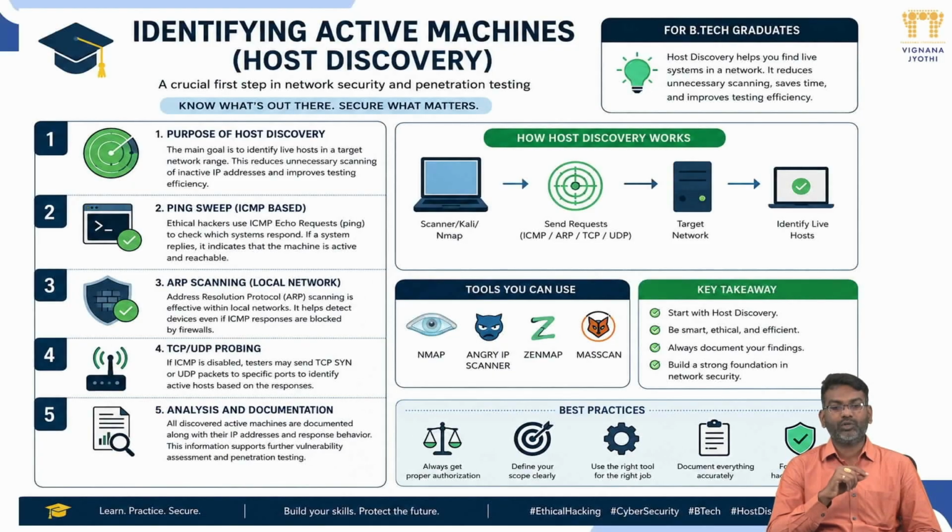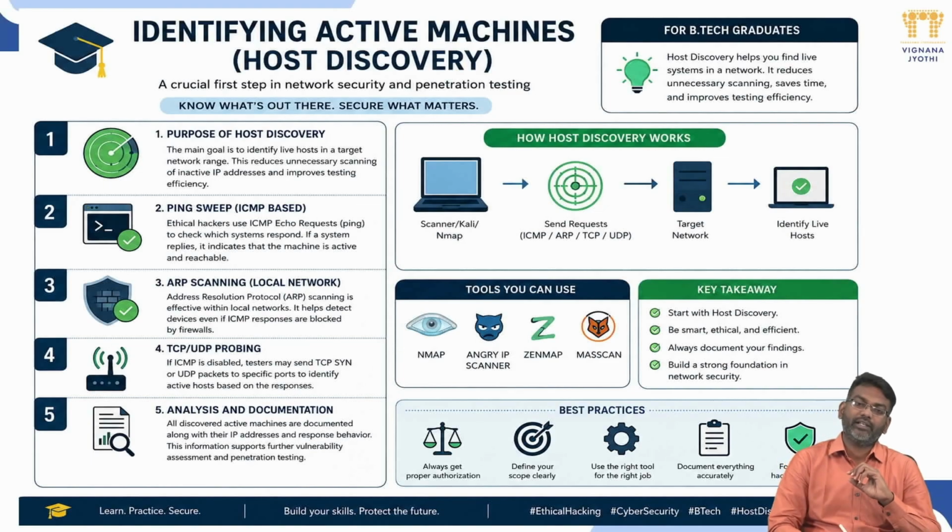Next, we'll be having TCP and UDP probing. TCP is the Transmission Control Protocol. UDP is the User Datagram Protocol, which is used for connection-oriented and connectionless communication respectively. If ICMP has been disabled, then I will use a TCP SYN or a UDP packet for a specific port to identify whether they are active or inactive. We can use these TCP and UDP probing also. A probe is a small request and reply. And finally, we will make the required analysis and documentation.